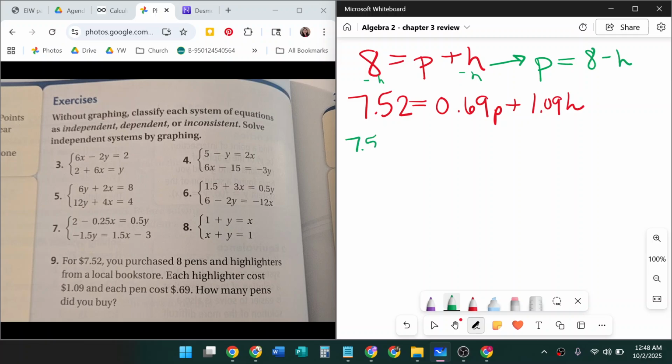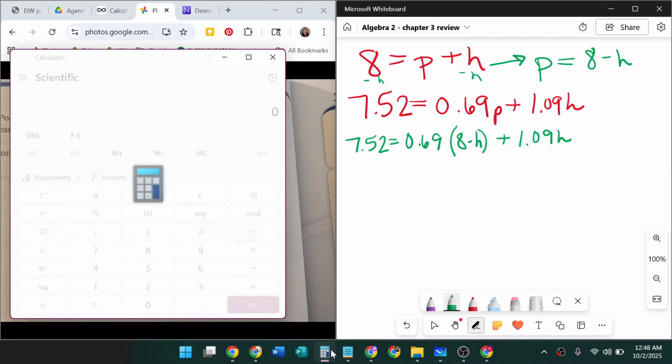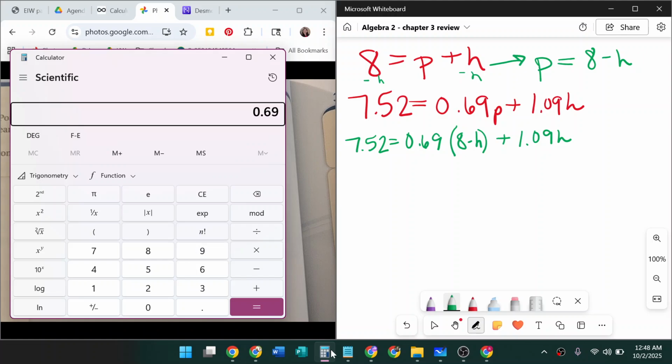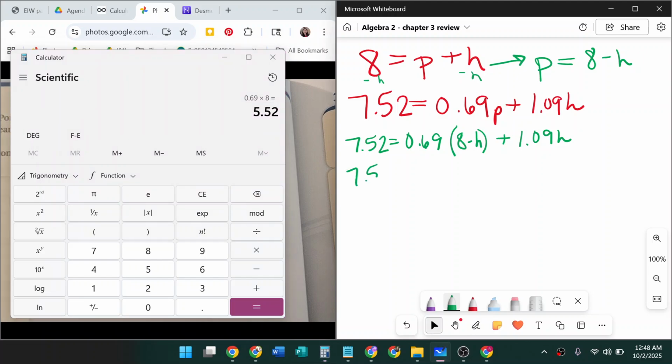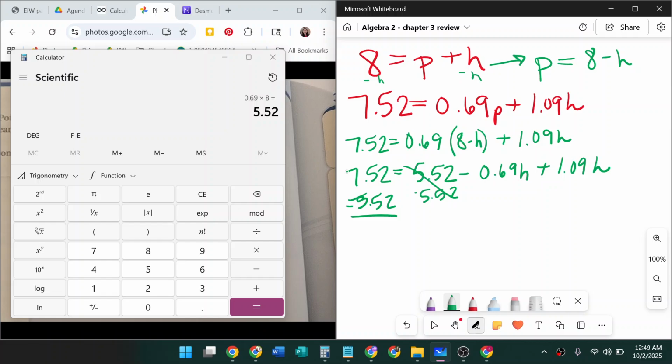And then I'm just going to take that and plug it in. So 0.69, this is where my P goes. Then I'm going to pull up my calculator because I don't want to do this by hand. 0.69 times 8. All right, so this is 7.52 equals 5.52 minus 0.69h plus 1.09h. And we're going to subtract 5.52 from both sides. That'll go away there, and that is super messy.